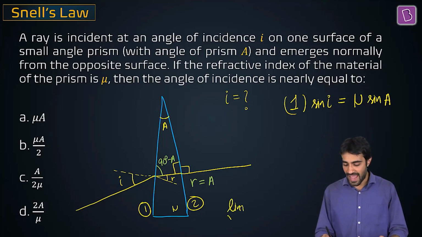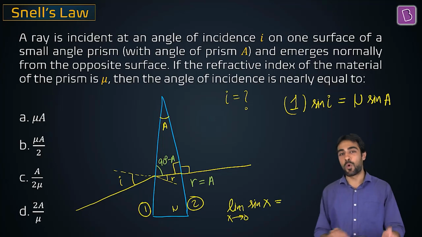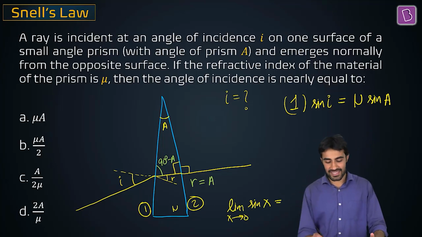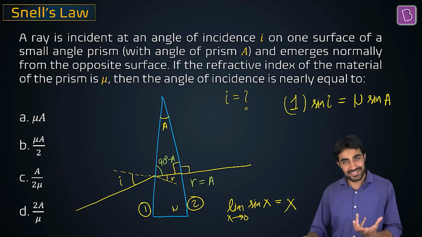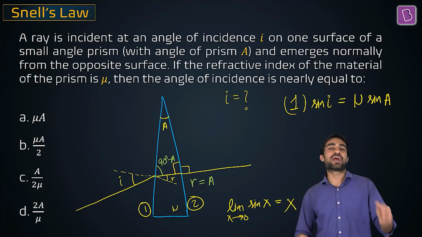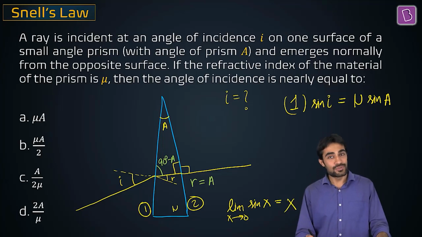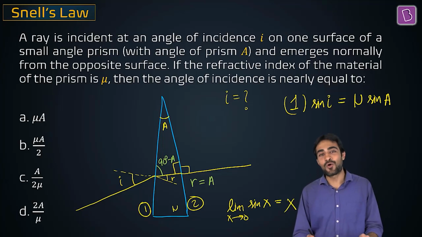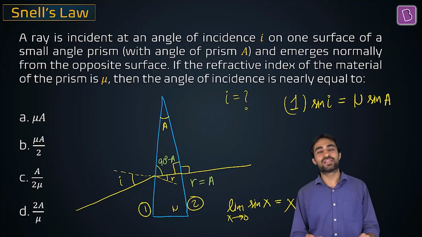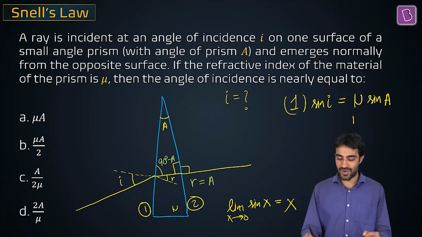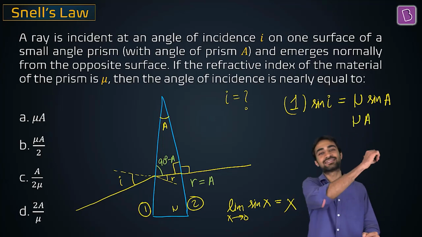Okay. Now let me suggest you something. Limit of sine x when x tends to 0. What is the value? This thing is approximately equal to x. So sine of x, we can write it as x itself when x is very, very small. So we will use that to solve this question. If A is very small, how can we write sine A? You will say we can write sine A as A itself.